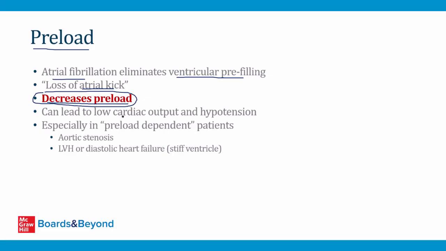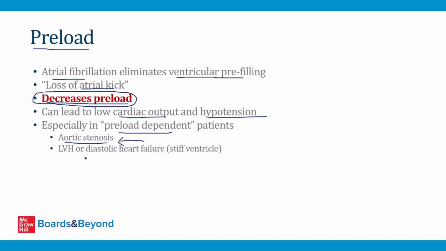In some cases, this can lead to severely low cardiac output and hypotension, although it usually doesn't. This is more common in patients who are what we call preload dependent. So for example, patients who have aortic stenosis need a lot of ventricular filling so they can pump all that blood past the stiff aortic valve. If these patients lose their preload, that can lead to hypotension.